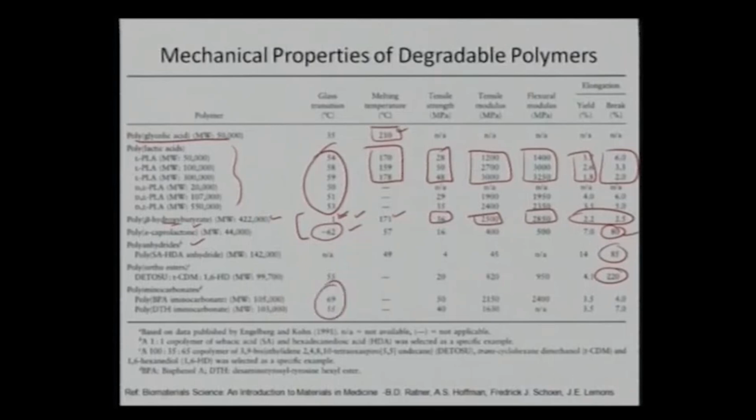The tensile strength is 40 to 50 megapascals, whereas the tensile modulus is again a couple of gigapascals. And we can see the polyanhydrides possess one of the very low tensile moduli. They are very flexible in nature, as we see here.